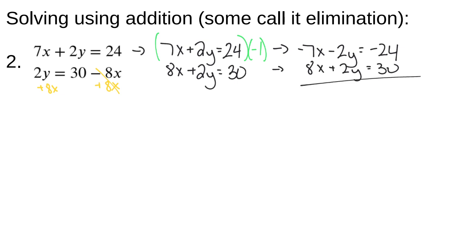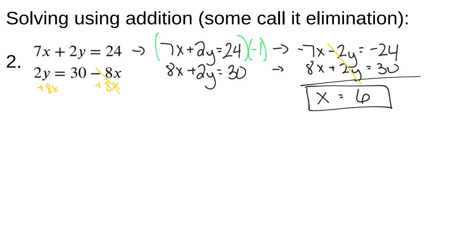Now we can add them together. -7x plus 8x is 1x. And -2, +2 cancel out, which is what we were hoping for. And over here, -24 plus 30 is just 6. I know what x is now.